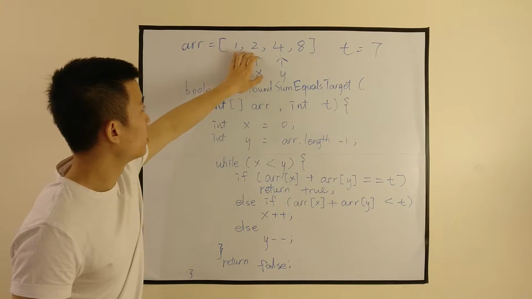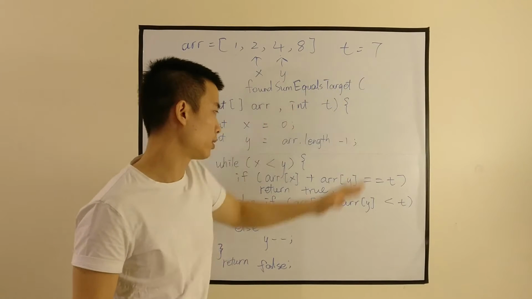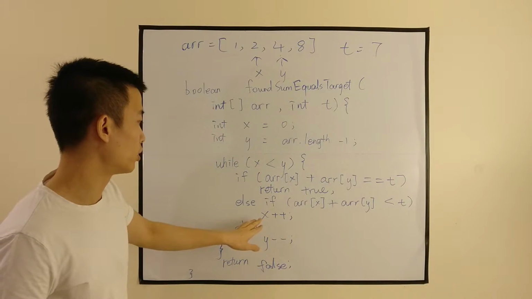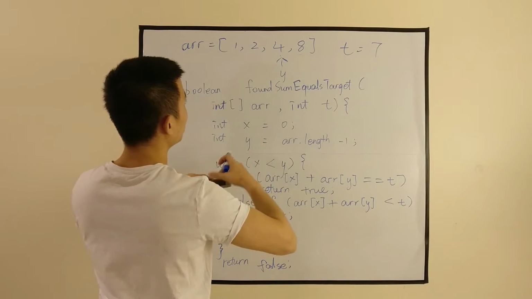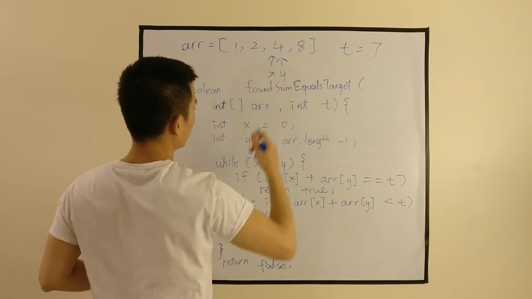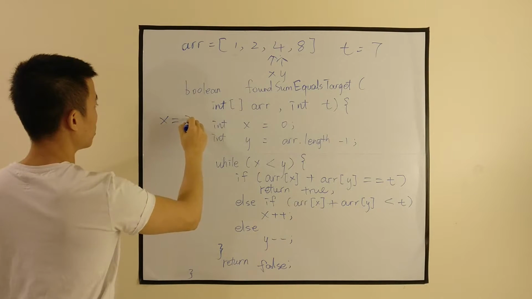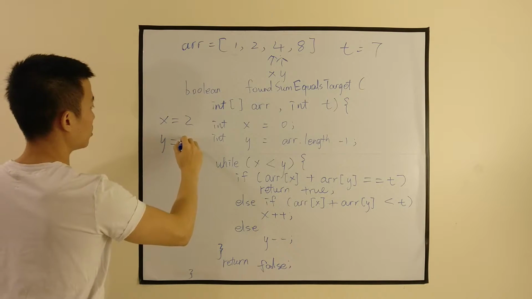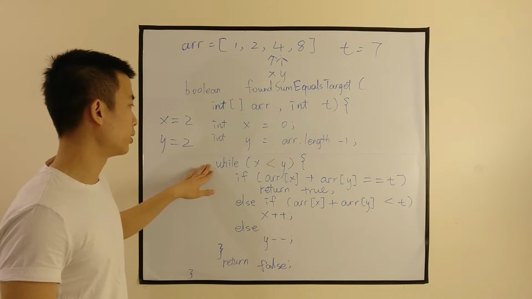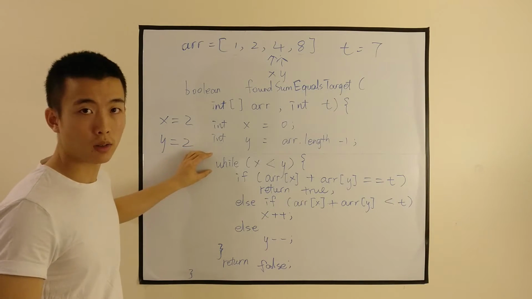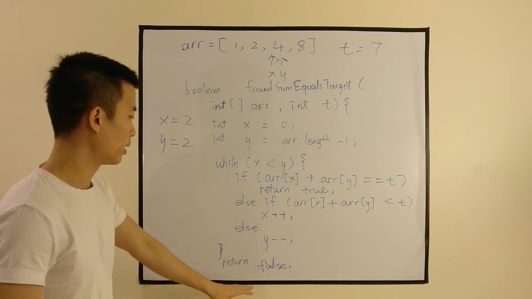Okay, so 2 plus 4 is equal to 6, which is smaller than 7. And we are going to be incrementing x. At this point, x is equal to 2, y is also equal to 2. And it's going to fail this while loop condition and get out of the while loop and return false.